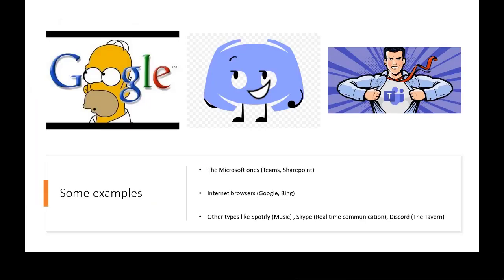Here are some examples. We have the Microsoft ones, Teams and SharePoint, the internet browsers, Google and Bing, and others like Spotify, Skype, and Discord. One example of Discord is the Tavern.